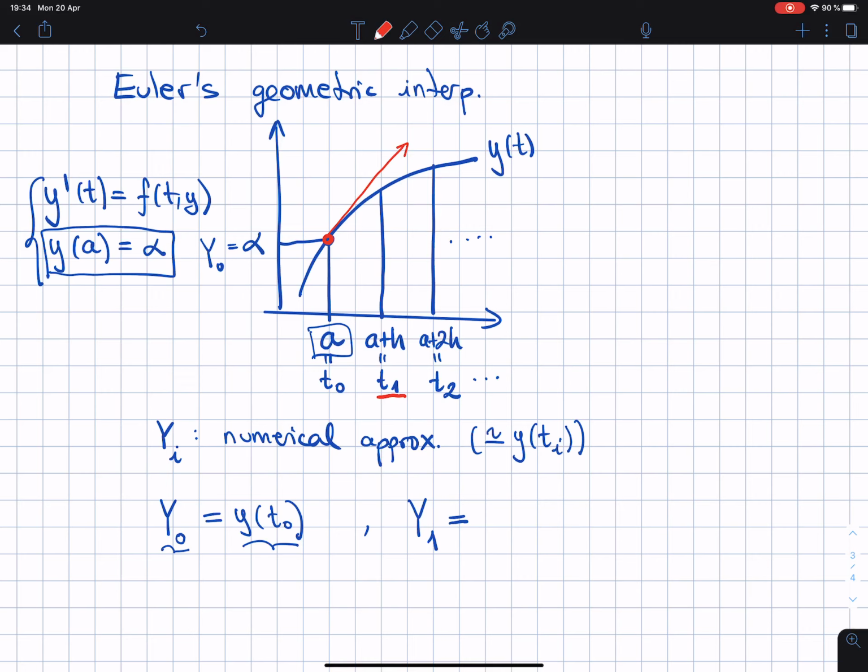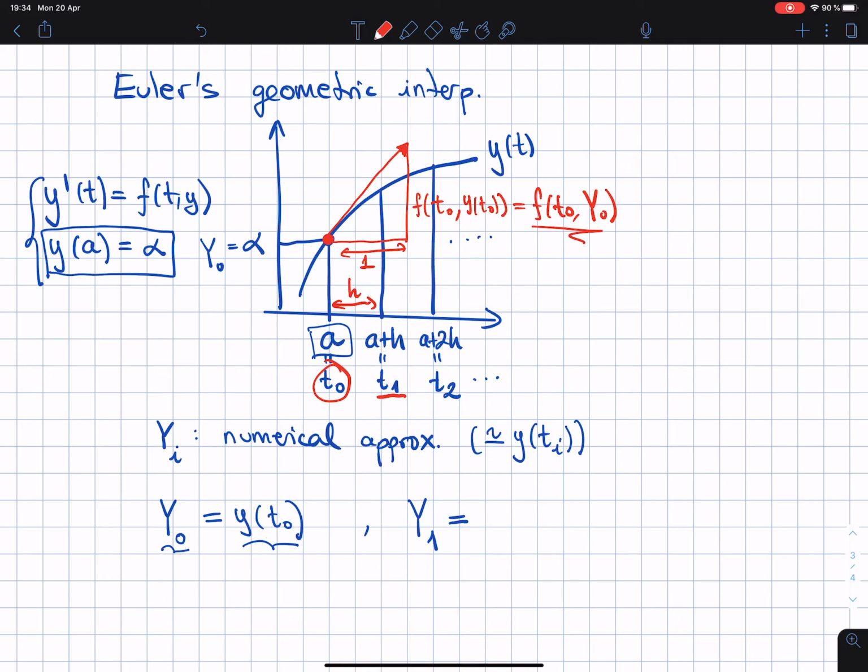This tangent vector, remember, I'm drawing it very big, I know, it's just to make it clear. This vector can be computed just by using f. In this case, if I'm at this point, I'm at t0, so f of t0, y0, which is the same as f of t0, capital Y0. And of course, this is the slope of the tangent line. And I want to go just this distance. I want to move a distance h.